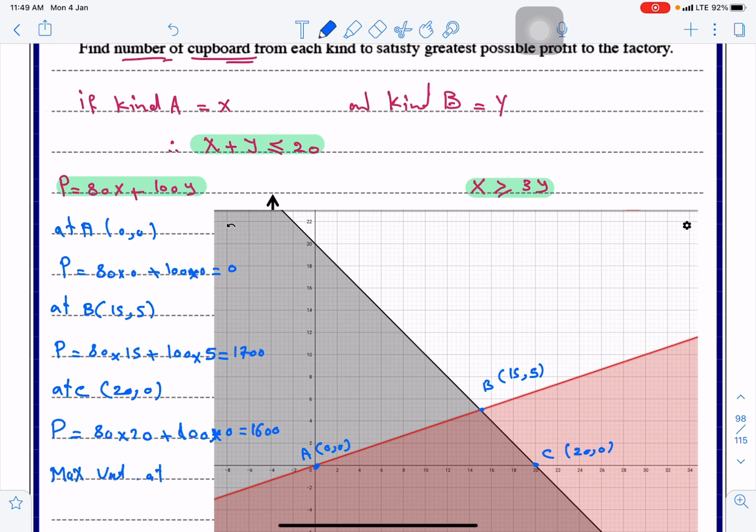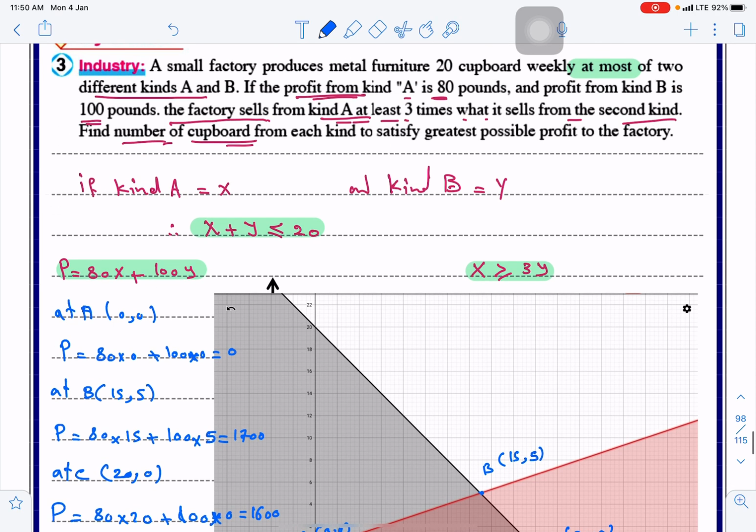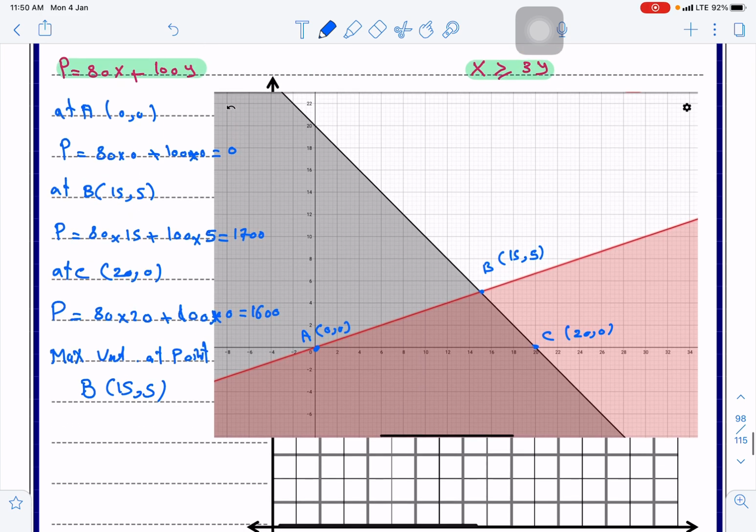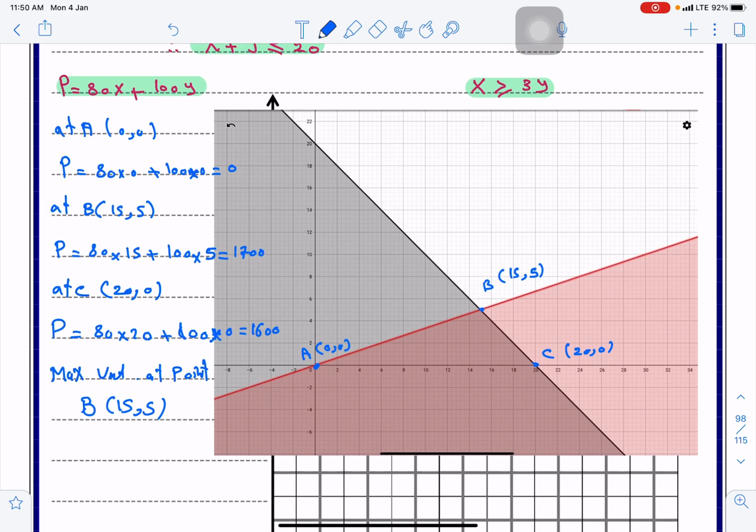So the maximum value is at point B equal 15 and 5. So we have to sell 15 of the first kind and 5 of the second kind.